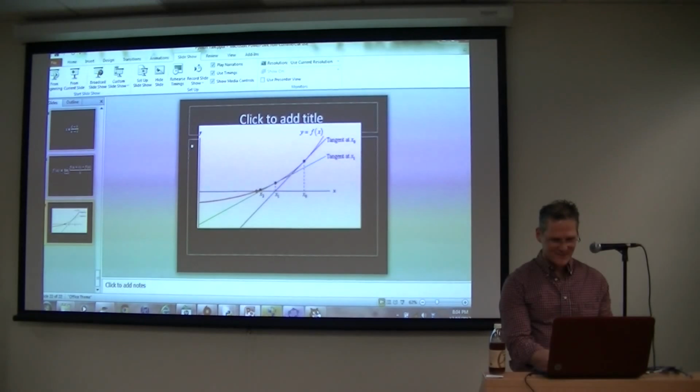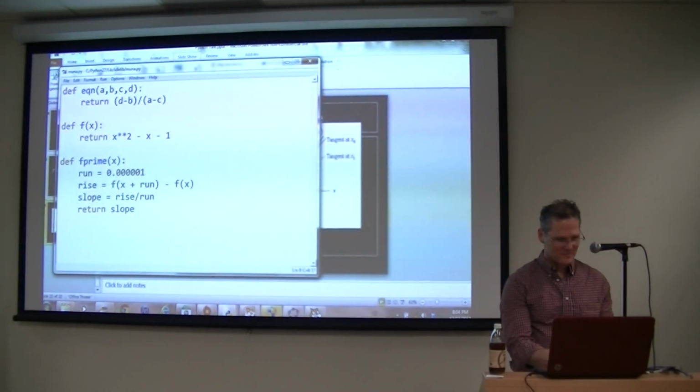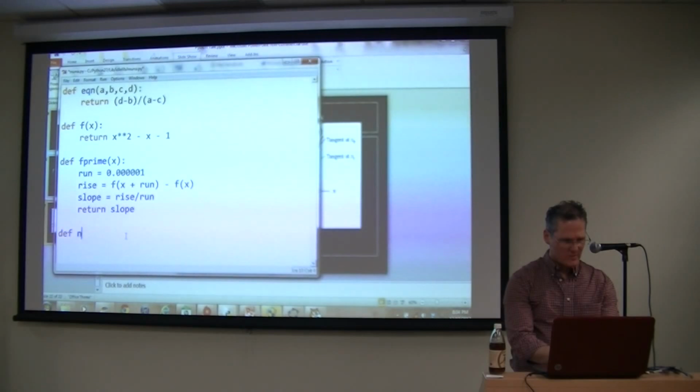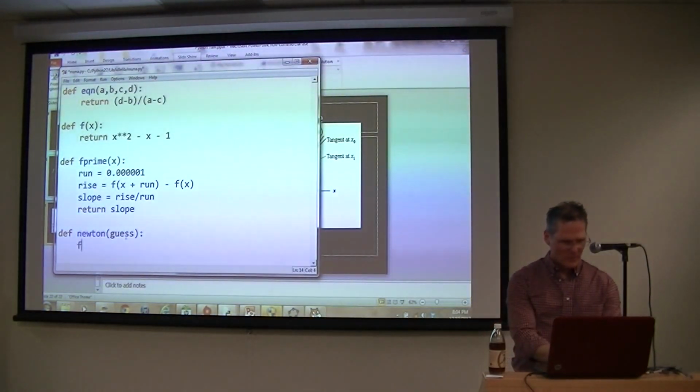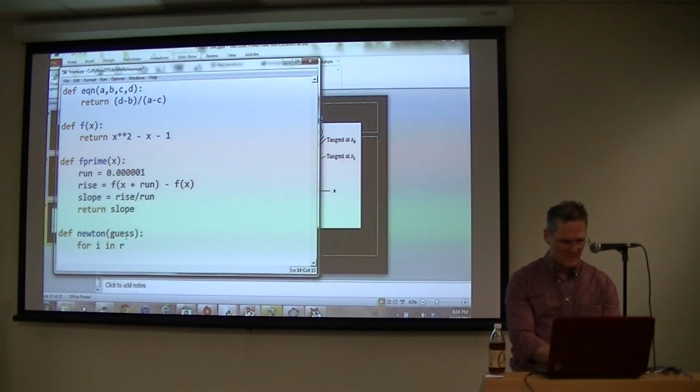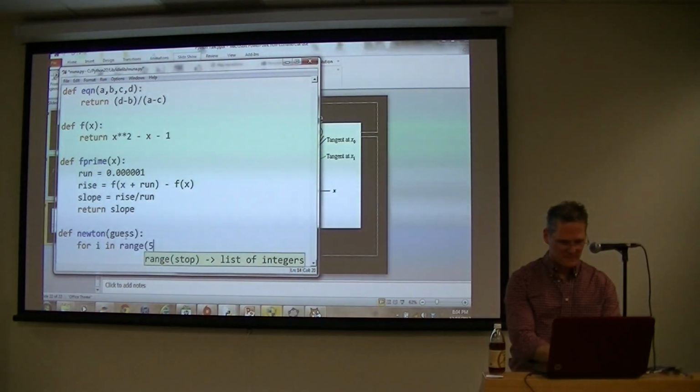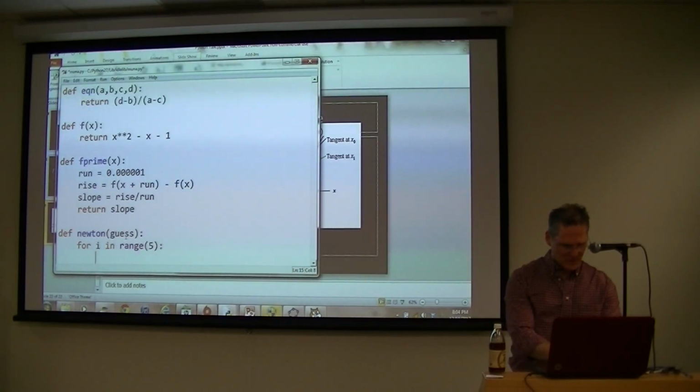Let's see if I have a case where it doesn't. So I just want to define Newton, showing my East Coast origins here, Newton. We'll repeat it 5 times. And this is going to do, let's see, the next guess is going to be the first guess minus f of the guess divided by f prime of the guess.